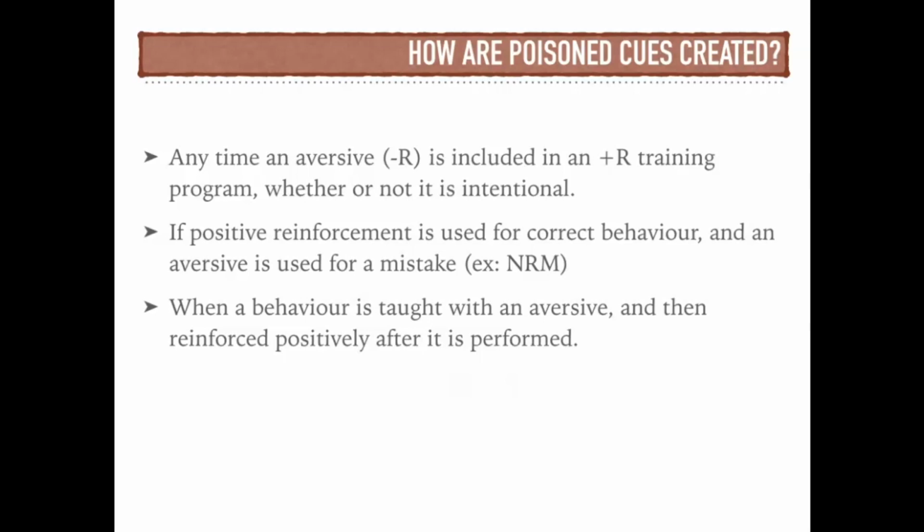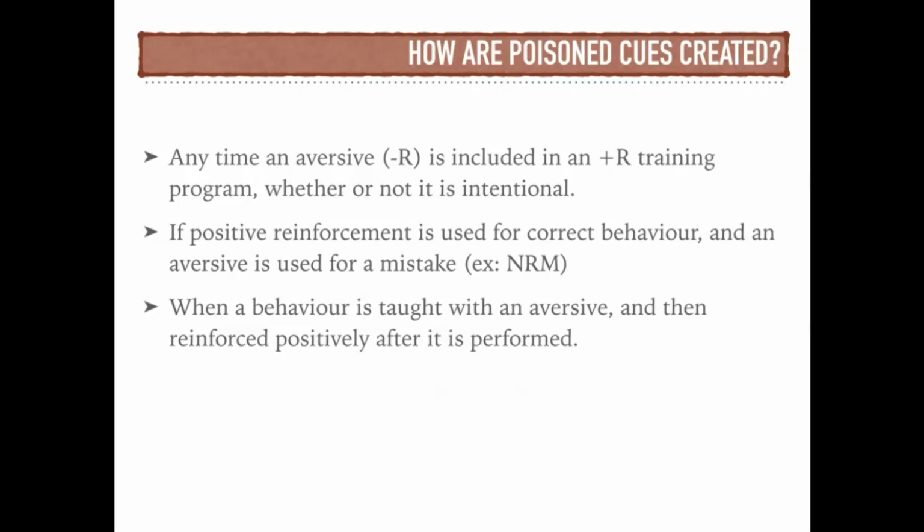The third way that we create poison cues is when we teach a behavior using an aversive, and then we reinforce it positively after it has been performed. This is probably less likely if you're watching this webinar. You're probably here because you're already dedicated to positive reinforcement approaches to your training. So this may not be something that you do in your current training approach, but maybe it is. Or maybe you have done it in the past and now you have a cue that has been taught that way in your current dog and you're wondering what to do about it, or why it's not the behavior you want. It's because it was taught this way.